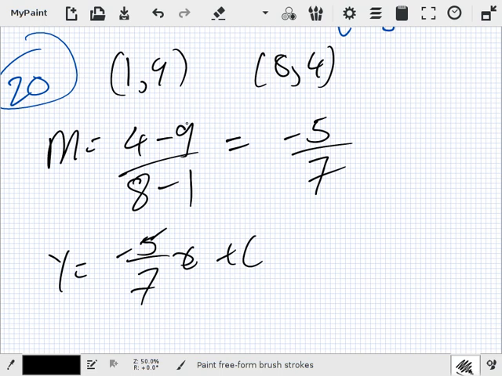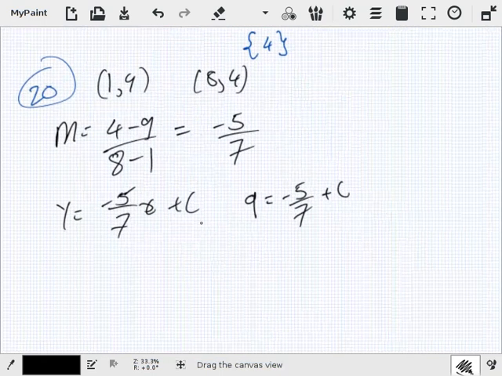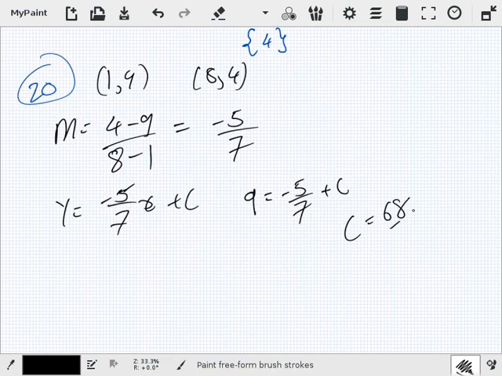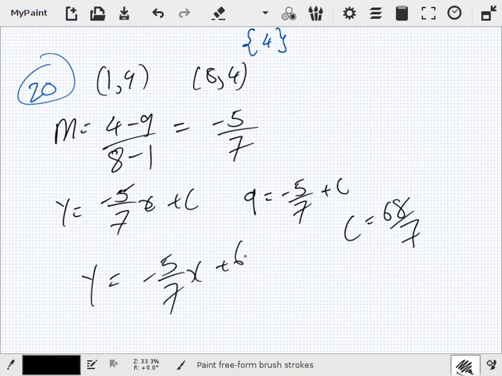1 and 9, 'cause there's a 1 in it. So I have 9 equals minus 5 over 7 times 1, which is still the same. So what's that? 63 and 5, 68 over 7, is it? So c equals 68 over 7. So I have y equals minus 5 over 7x plus 68 over 7.